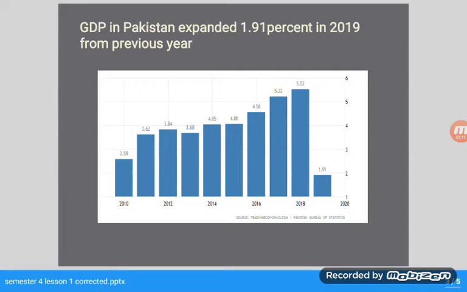Now let's have a look at the situation in Pakistan regarding economic growth. We can see that GDP in Pakistan has expanded 1.91% in 2019 as compared to its previous year, and this graph shows it in the form of bars. This graph particularly shows the GDP percentages from year 2010 to 2019. This is how it is shown. The source has been mentioned here under the figure. It's from Pakistan Bureau of Statistics.